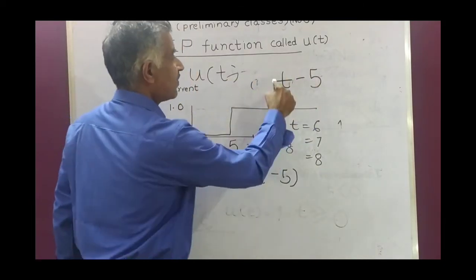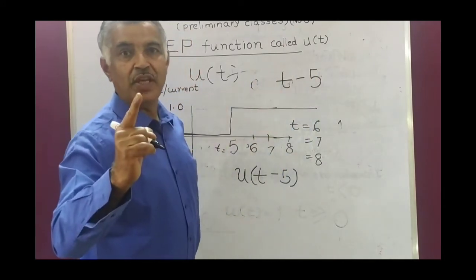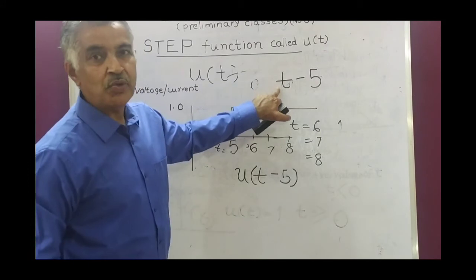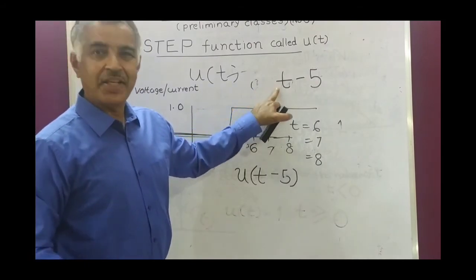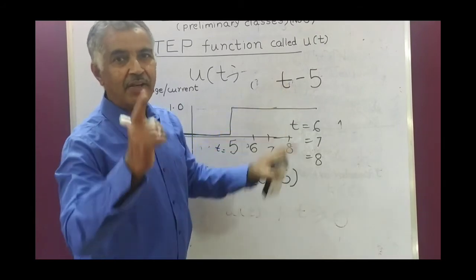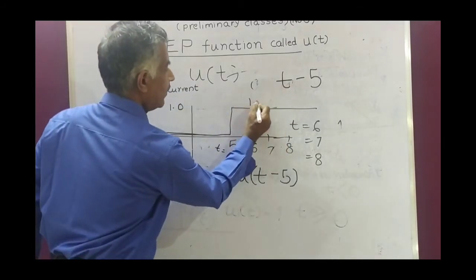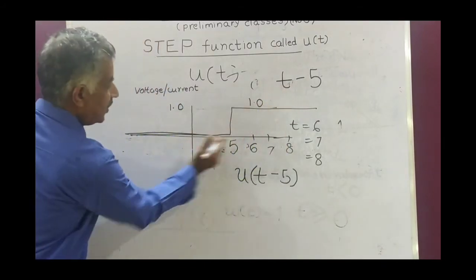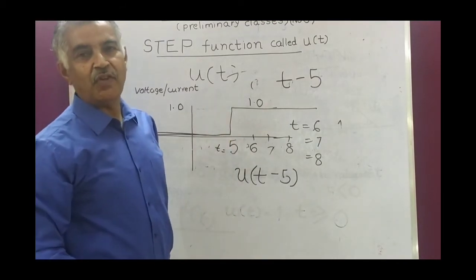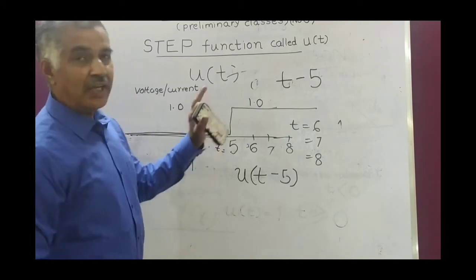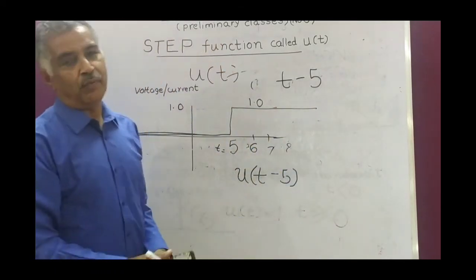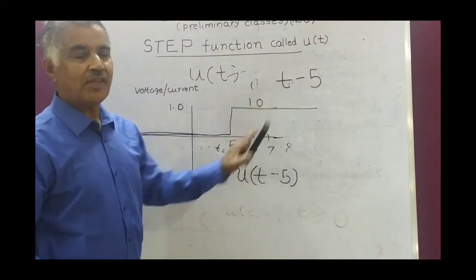Next, 7. 7 minus 5, its value is 2. So whenever t takes values greater than or equal to 5, the argument is positive and the value of the function is 1. But on this side, for t less than 5, the value of the function is 0. That is, whenever the argument is negative, the value of the function is 0.